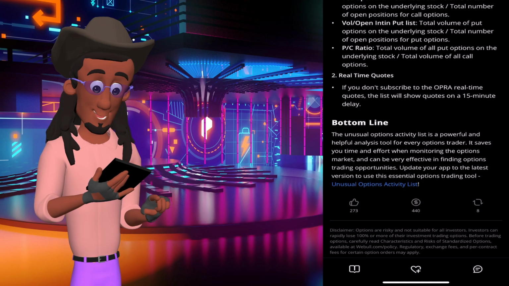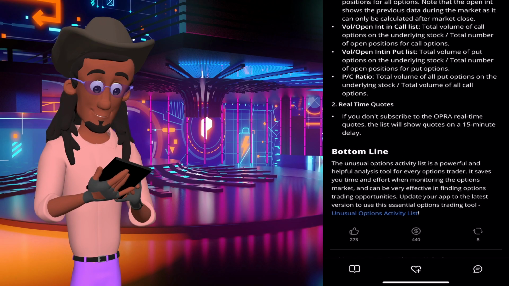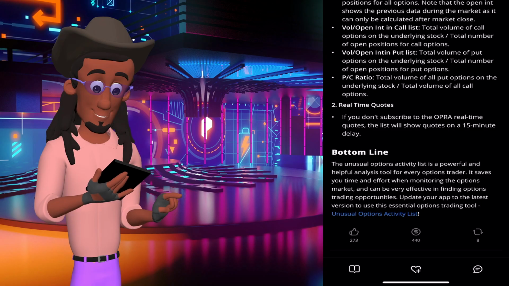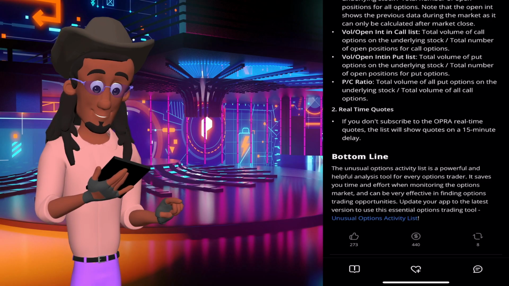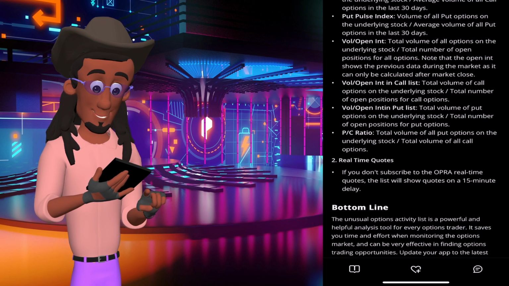All right, and lastly, we got real-time quotes. If you don't subscribe to the OPRA real-time quotes, the list will show quotes on a 15-minute delay. So that's more about, depending on the platform you use, you want real-time data so you can make real-time decisions. Based on what you're willing to pay, you may find yourself trading on outdated data.